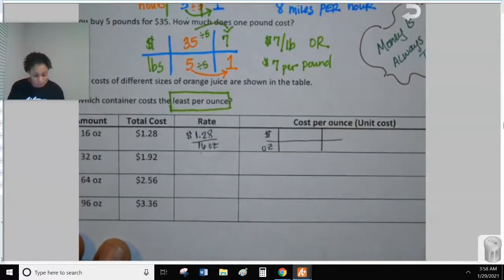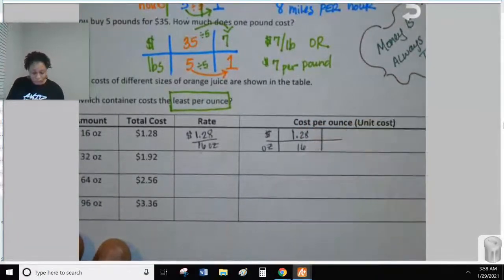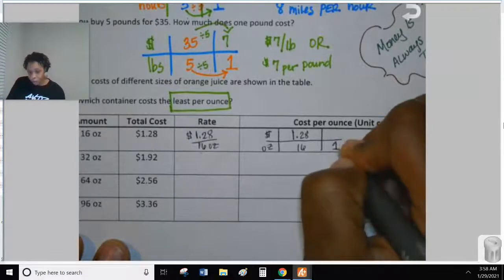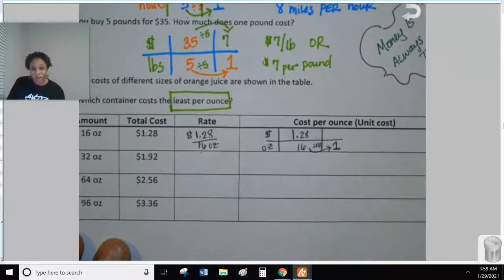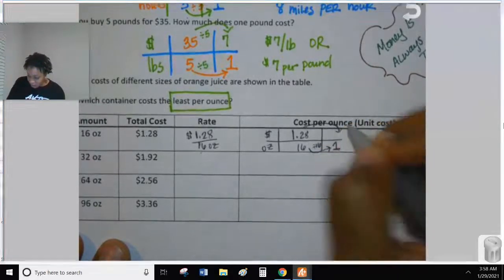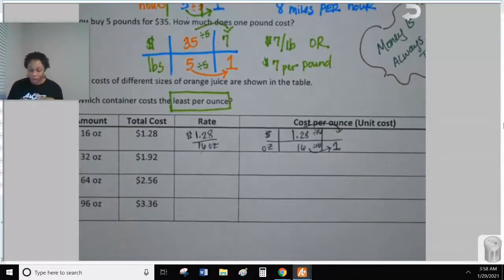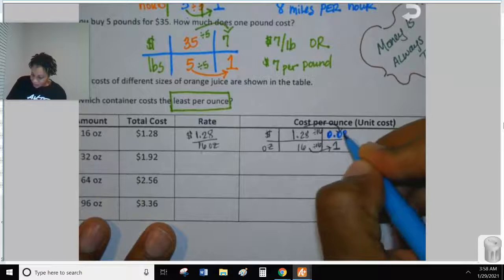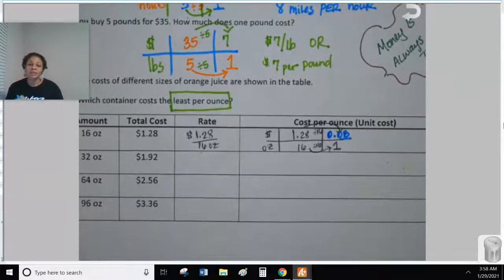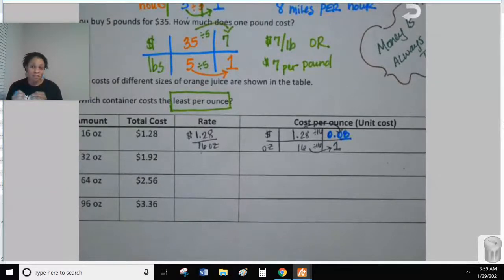So the first one, we'll do it together. I would have $1.28 on top, and I have 16 ounces on the bottom. I want this to become 1. Since I want it to be 1, I'm going to divide by 16. I always divide by the denominator, and I'm going to divide $1.28 by 16 as well. You would have to do some side work, but I know that this would come out to be 8 hundredths, or 8 cents per ounce. So I'm paying 8 cents per ounce if I buy the 16 ounce.